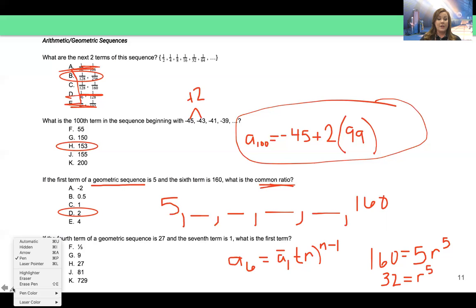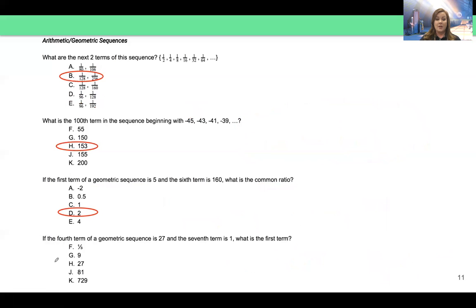The last one here, we've got the 4th term of the geometric sequence is 7, and the 7th term is 1. What is the first term? Yeah, this one's a little trickier, isn't it? What I end up doing here to find the first term, I do not have, because the formula calls for the first term, and I have the 4th term and I have the 7th term. So what I end up doing is I make this the first term.